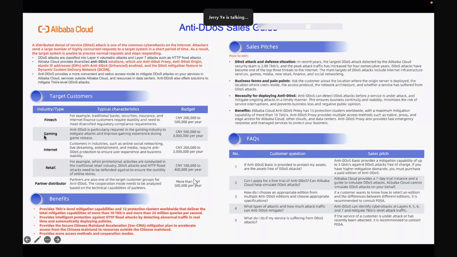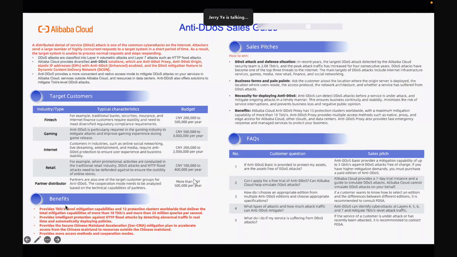The second one is the gaming industry. The third one is internet. The next one is retail. For this type of customers, they focus on business continuity. They don't want DDoS to stop their business services to their end users. That is the reason why they will use anti-DDoS solutions. The final one is the partner distributors. The partners are also one of the target customer groups for anti-DDoS. But actually, the way that we cooperate with partners can be a little bit different.